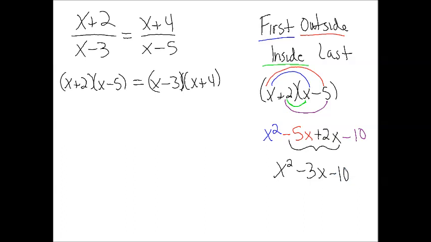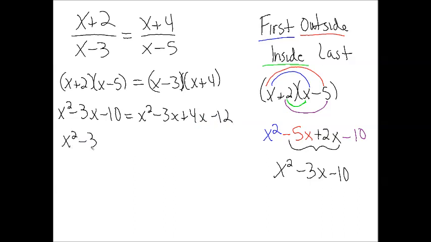Good? Okay, so this is going to give me x squared minus 3x minus 10. And when I FOIL this, I'm going to get x squared minus 3x and a plus 4x and a minus 12. So I have x squared minus 3x minus 10 is equal to x squared plus x minus 12. And then you go, oh my gosh, I don't remember how to solve equations with squareds in them. And then I say, it's okay, look.